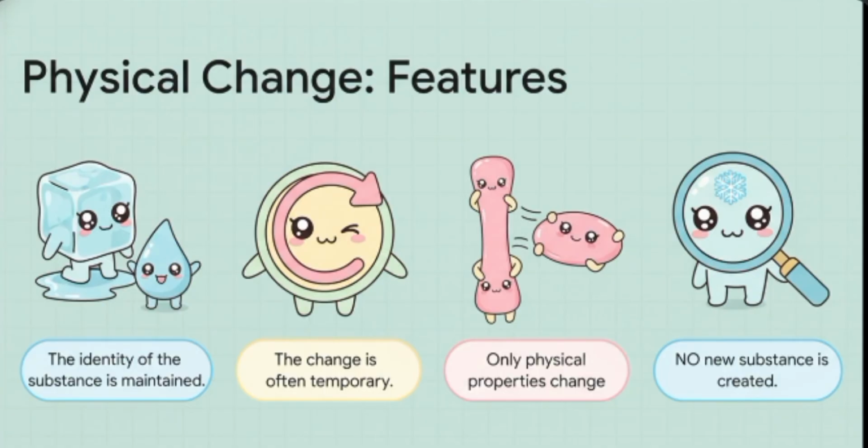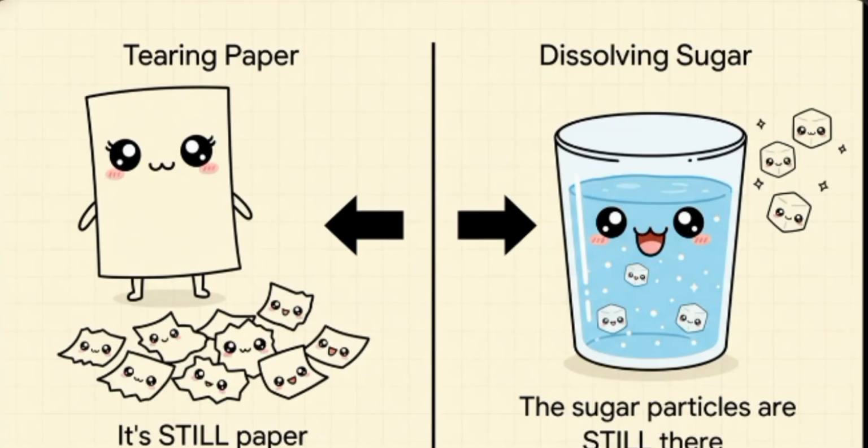So, how do you spot a physical change out in the wild? Well, here are the telltale signs. The original stuff keeps its identity. The change is usually temporary or reversible, and only those physical properties, like shape and size, are affected. But the big one, the most crucial point to remember, is the last one. If no new substance has been made, you are looking at a physical change. Period.